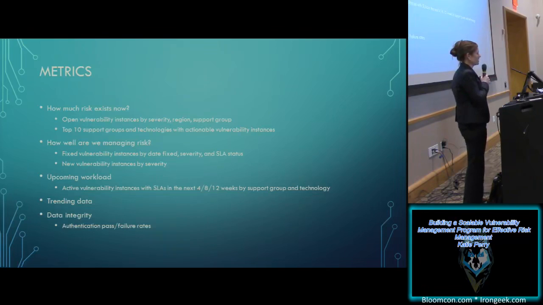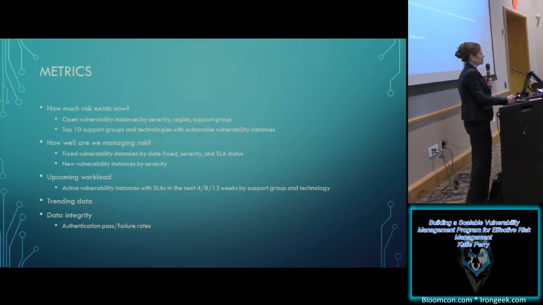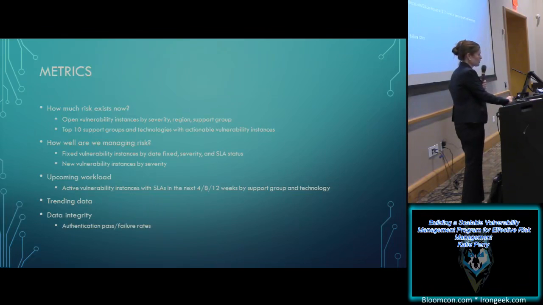So how well are we managing risk? I would say the best way to show that is the delta between the fixed vulnerabilities and the new vulnerabilities, because it's not a constant pace, like how quickly new vulnerabilities are going to be identified. So you can't simply say, okay, we fixed this many. We need to know how quickly we're closing the gap between the new ones and how quickly we're fixing them. So you can show a report of fixed vulnerability instances by date, severity, and SLA status. They fixed it, but did they fix it on time? Then new vulnerability instances by severity.